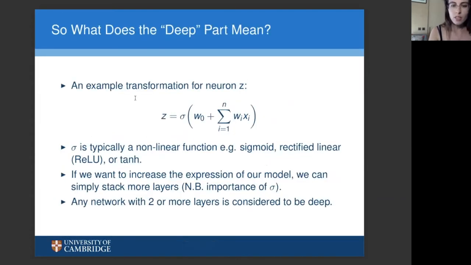Okay, so I've just taken the equation that we had on the previous slide. Sigma can be a range of different functions, the most common of which is the ReLU, or rectified linear unit. If we want to increase the modeling capacity of the model, we can simply stack more layers, or we can make each layer wider. And essentially any network with 2 or more layers is considered to be deep. So that's what the deep learning part means.